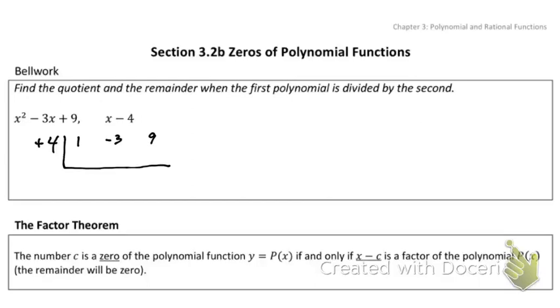Not missing any of those, so we're just going to carry down 1. 1 times 4 is 4. 4 minus 3 is 1. 1 times 4 is 4. 9 plus 4 is 13. That's my remainder.